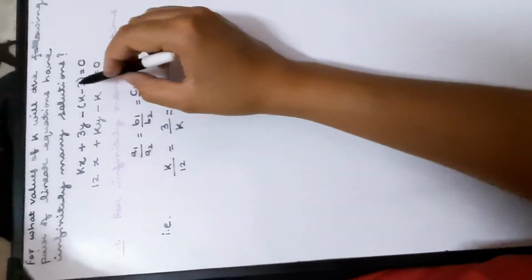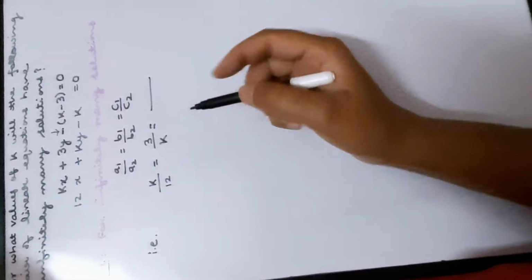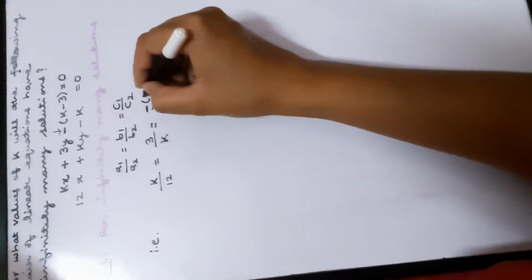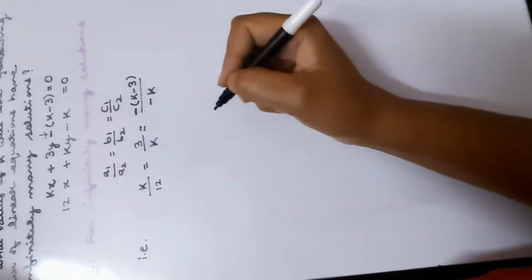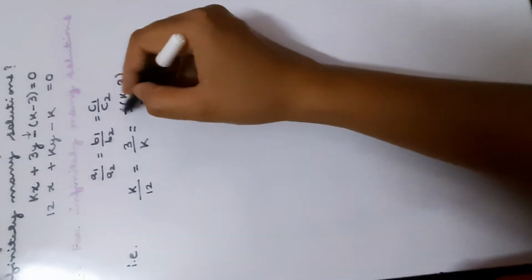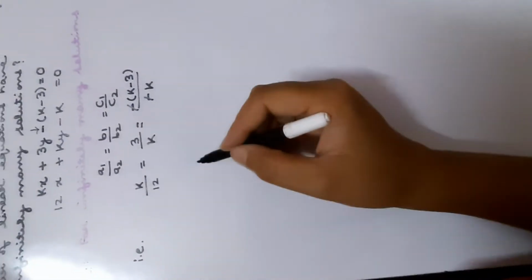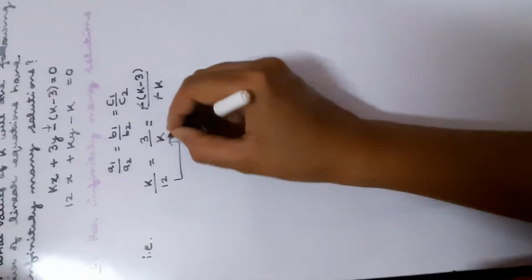Now here be careful, c1 and c2 both are on LHS. So we shall take care of this negative sign as well. So it will be minus in the bracket k minus 3 divided by minus k. Yes beta. Now minus and minus will get cancelled. So all three are equal. Let us take the first two ratios.